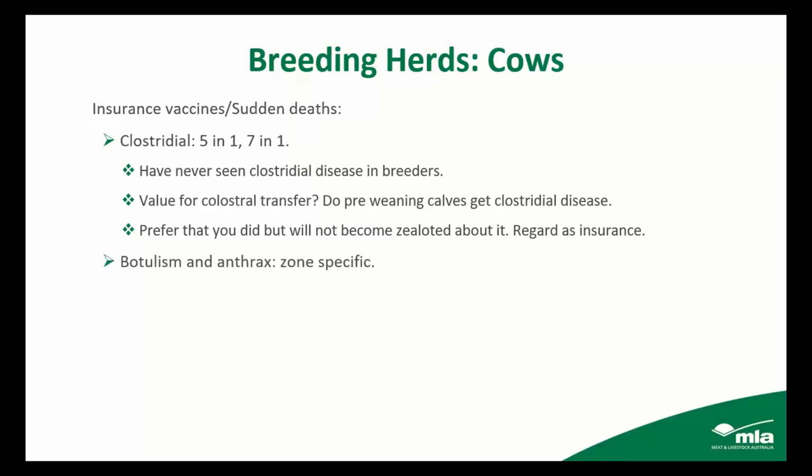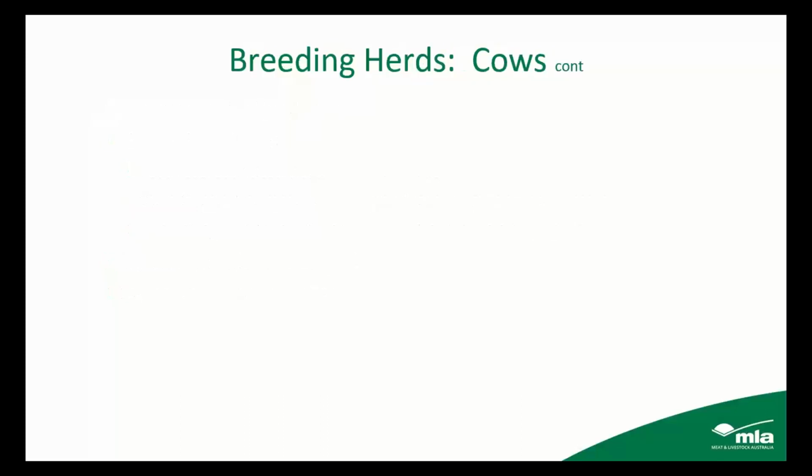We're going to come back to leptospirosis. Botulism and anthrax are obviously zone specific, so we won't address those here. Salmonella, all I'd say is that it's primarily directed at the dairy game. If you have been diagnosed with an ongoing problem with Salmonella typhimurium, or what's the other one that's in the Salmonella vaccine? I can't remember. Isn't that terrible? Salmonella Dublin. Then it's probably going to pay handsome dividends, but you wouldn't be doing it speculatively.